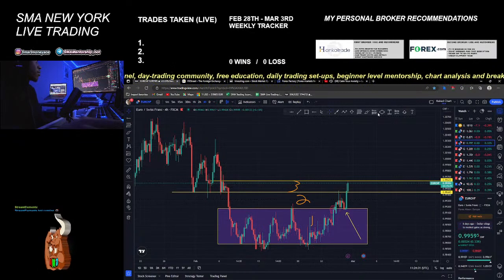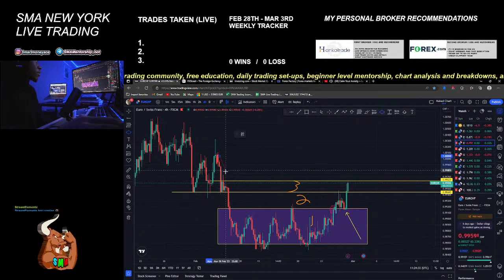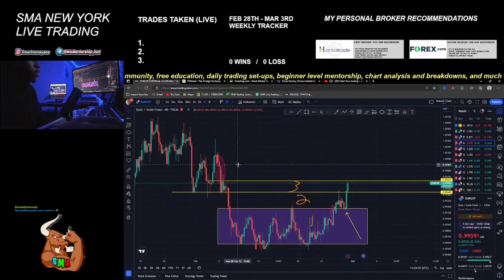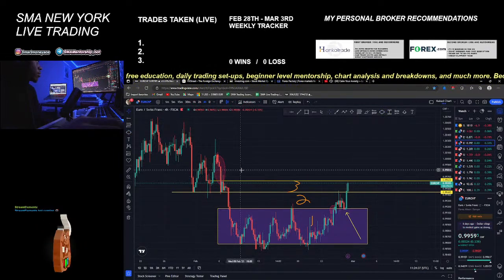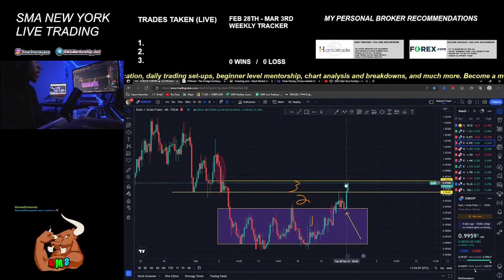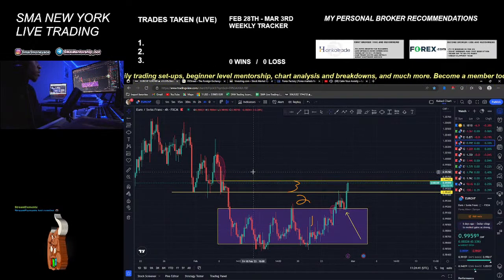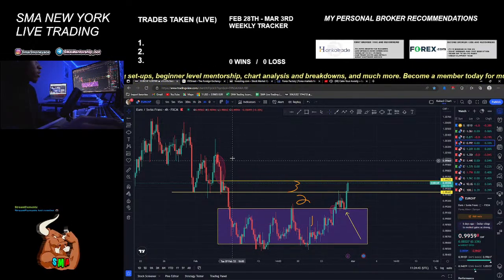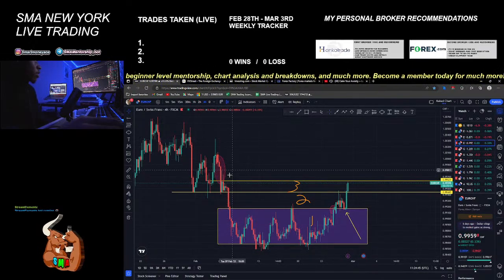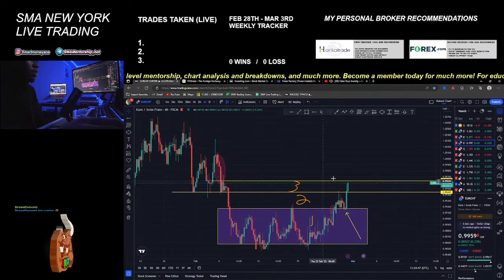So now, if we're following the breakout method, right, we want to wait for range 3 to have a breakout to range 4. Filling up all this traffic right here, grabbing all this liquidity, and this is how we trade breakouts, okay?